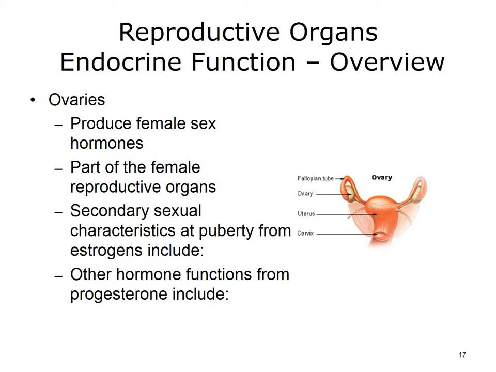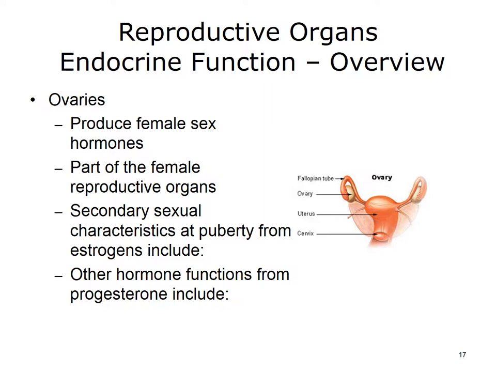Now let's look at the endocrine organs of the reproductive system. We will start with the ovaries. Two groups of female sex hormones are produced in the ovaries, estrogen and progesterone. These steroid hormones contribute to the development and function of the female reproductive organs and the development of the secondary sexual characteristics. At the onset of puberty, estrogen promotes the development of the breasts, distribution of fat evidenced in the hips, legs, and breasts, and maturation of reproductive organs, such as the uterus and vagina.